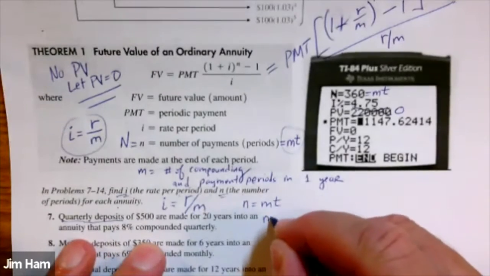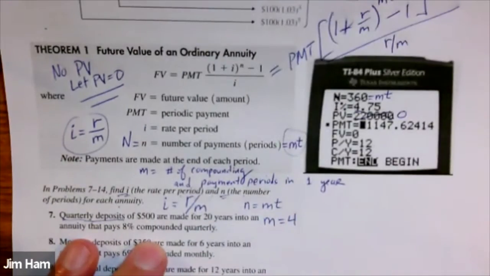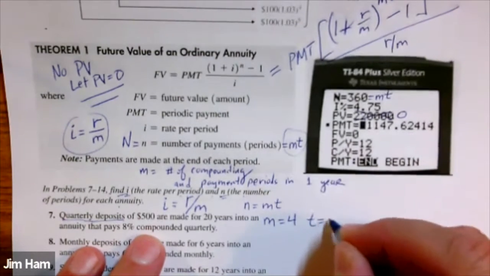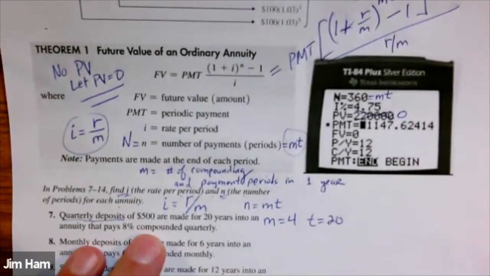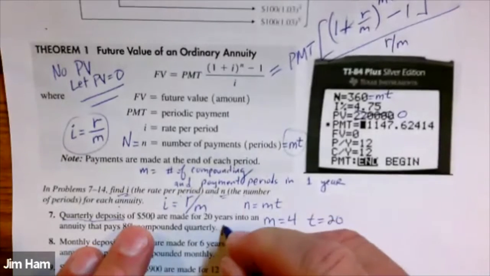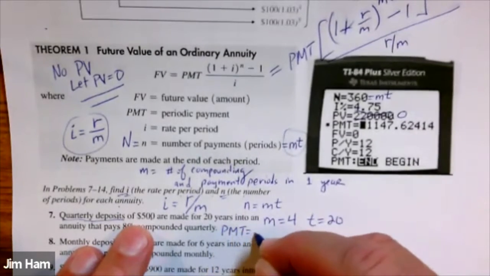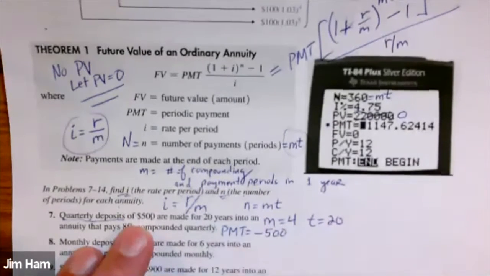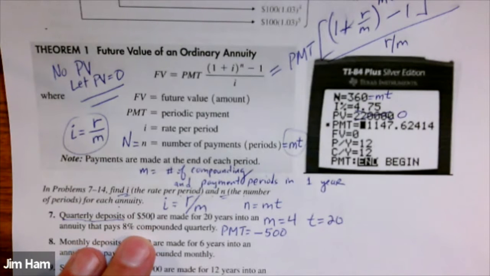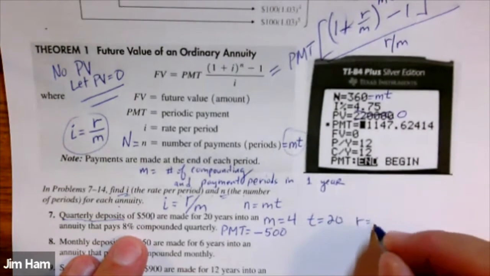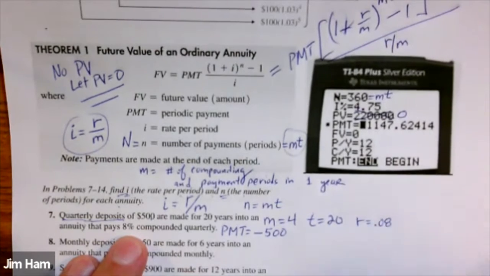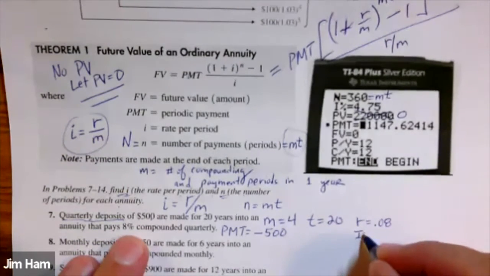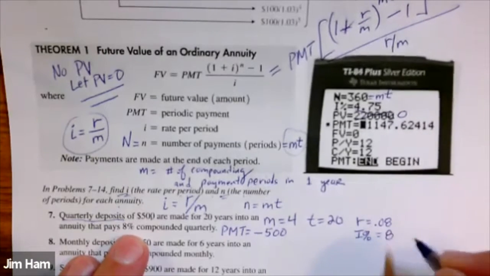Quarterly deposits, so M is equal to 4. Payments of $500 are made for 20 years, so T is 20. This 500 would be the payment. We're not going to use it now, but if you did, you would enter negative 500 into the TVM solver. That pays an interest rate of 8% compounded quarterly. So the I percent would be 8.